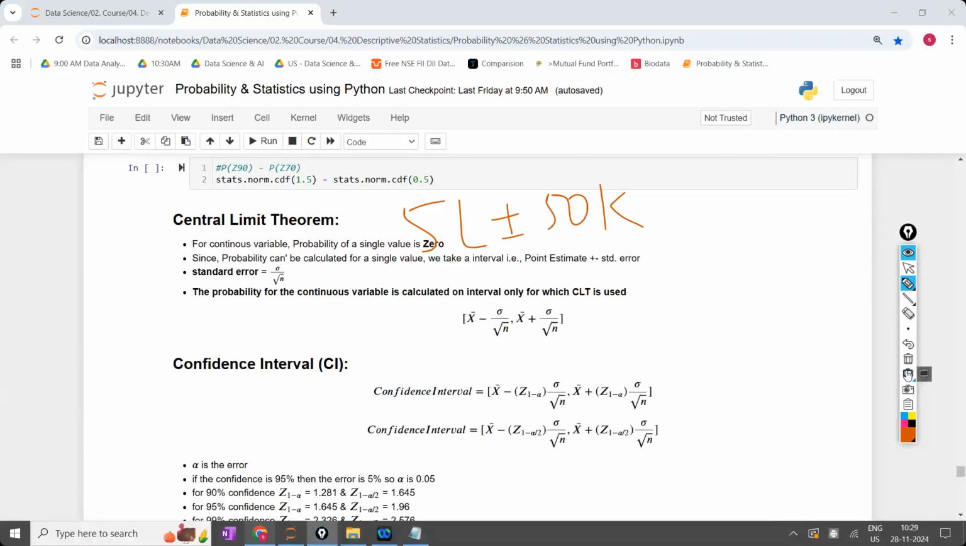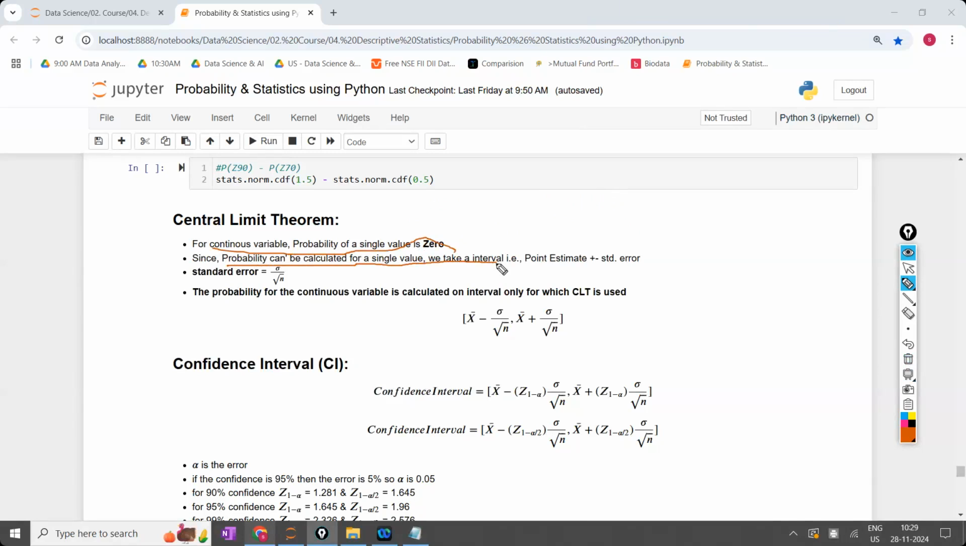So since the probability of a single value for a continuous variable is 0, we always have to calculate the probability for an interval. Yesterday you calculated for 50 to 60, 60 to 70. How many values are less than 70? Less than 70 means from the start to 70. Have you calculated anywhere for a single value in yesterday's class?